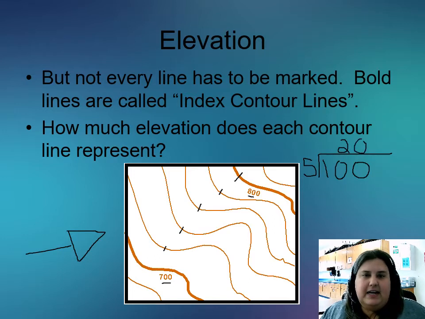And guys, we want to go ahead and check our proof here. We want to check to make sure that that makes sense. And so all I'm going to do is just label each contour line. So I have 720, 740, 760, 780, 800. So that does work and makes sense. So my interval for this particular topographic map is 20.